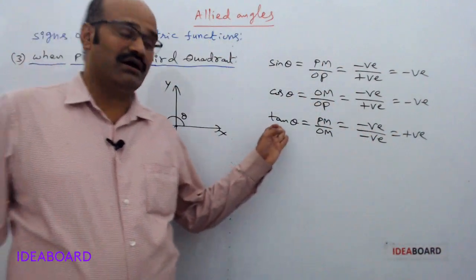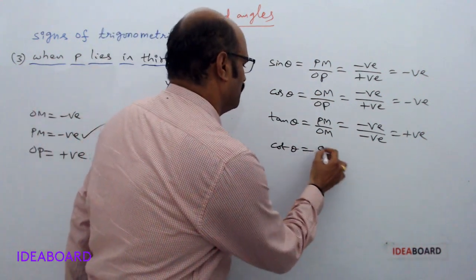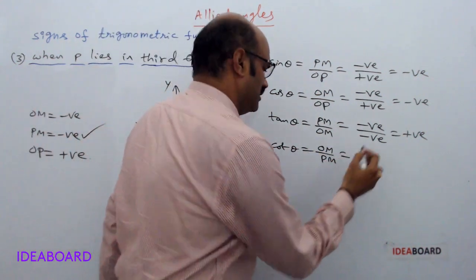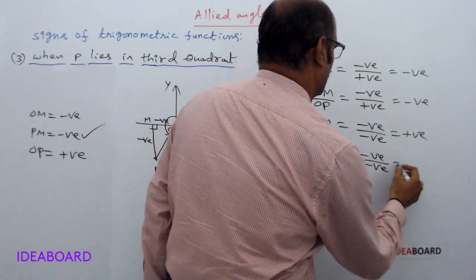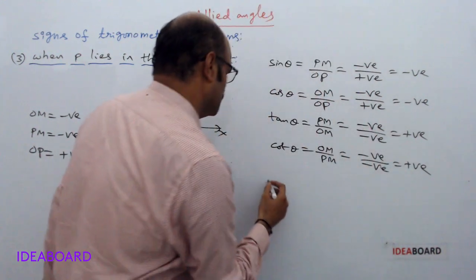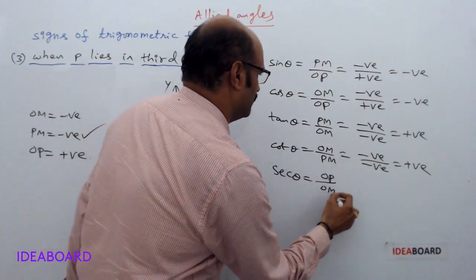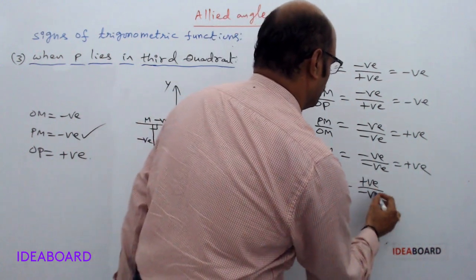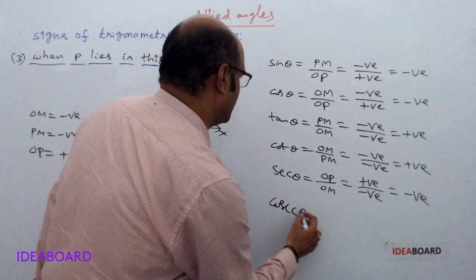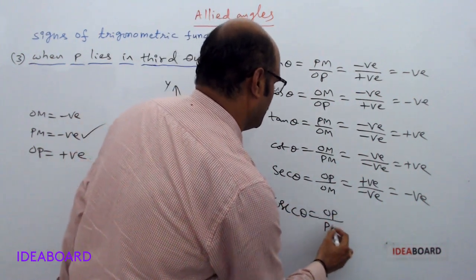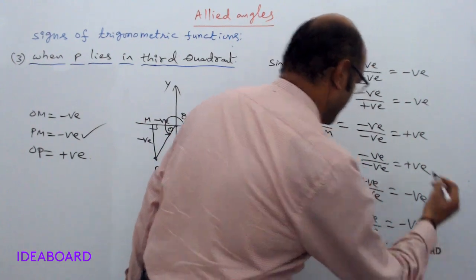Then cot theta is the reciprocal of tan. Cot theta equal to OM by PM equal to negative by negative equal to positive. Next, secant theta equal to OP by OM, positive by negative equal to negative. Cosecant theta equal to OP by PM, positive by negative, so equal to negative.